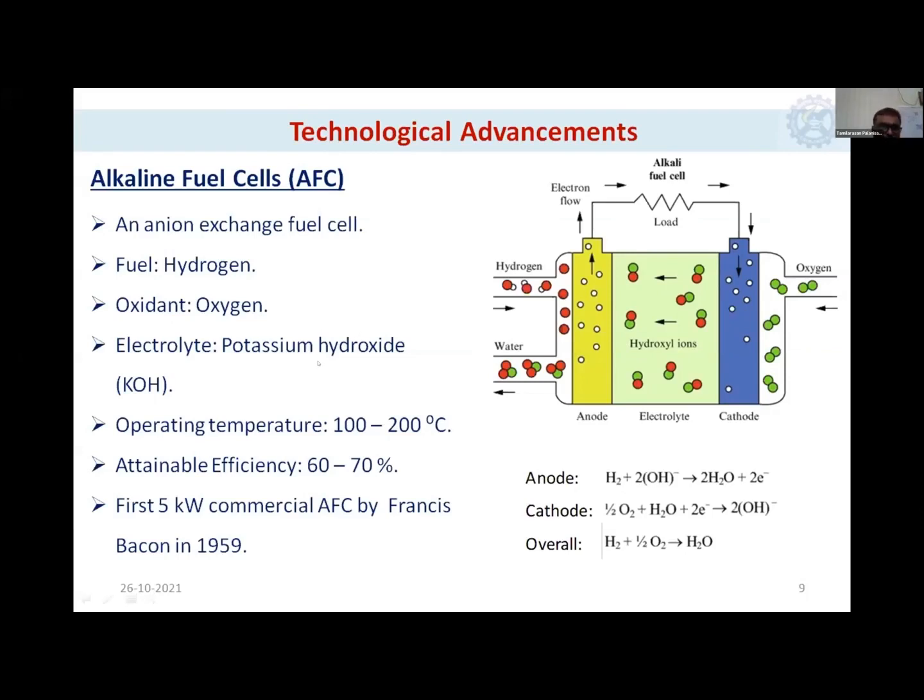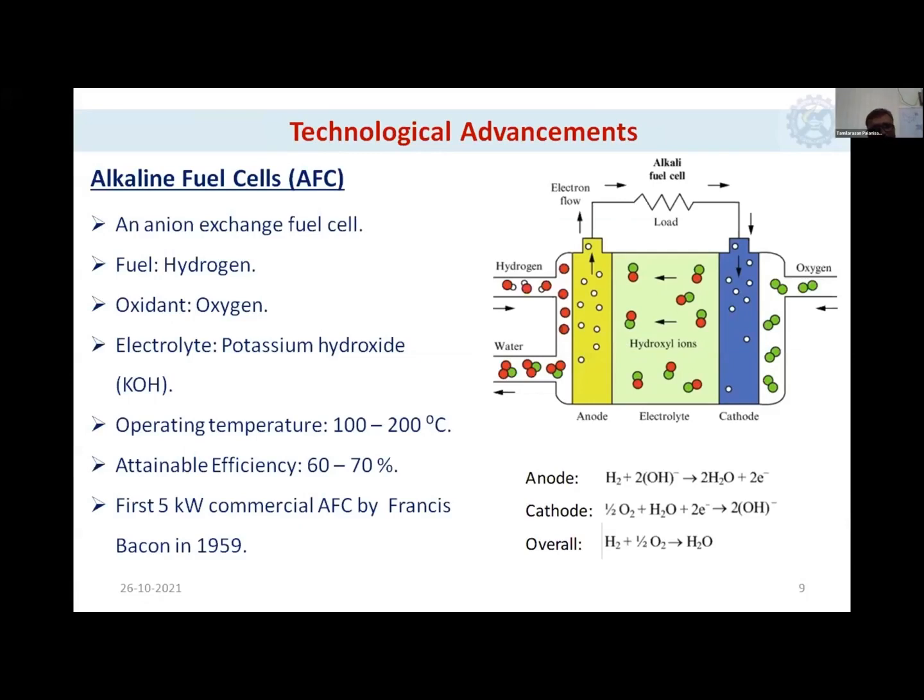And if you see the cell operating temperature, it will be around 100 to 200 degrees Celsius. Of course, you can also operate at room temperature, but the efficiency will be very low. You can attain 60 to 70% efficiency with this cell. And as we have already seen, Professor Bacon demonstrated a 5 kilowatt commercial alkaline fuel cell in 1959.